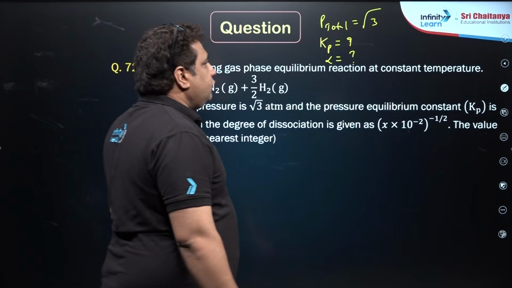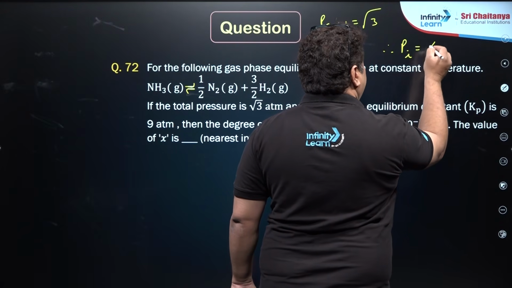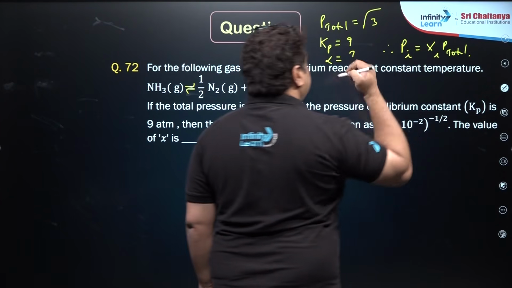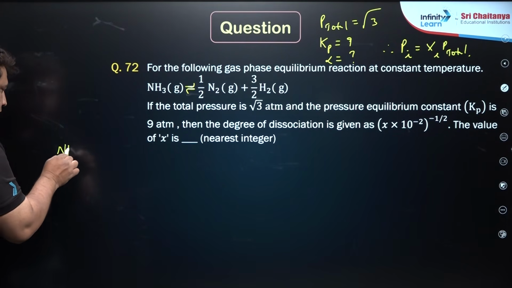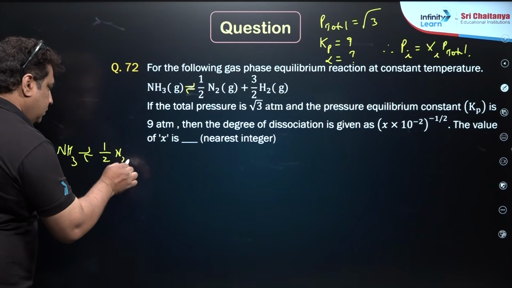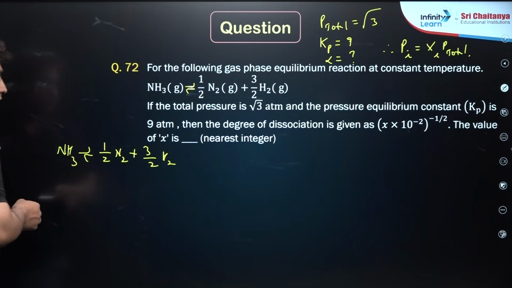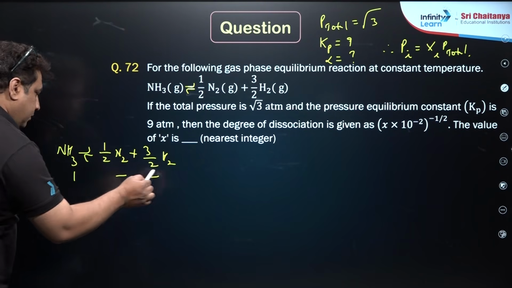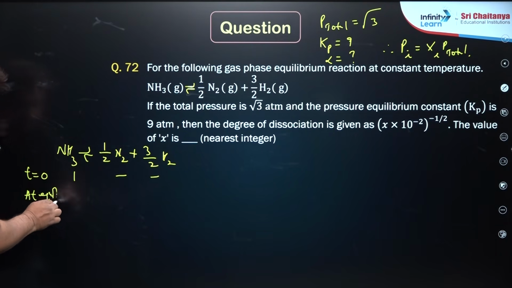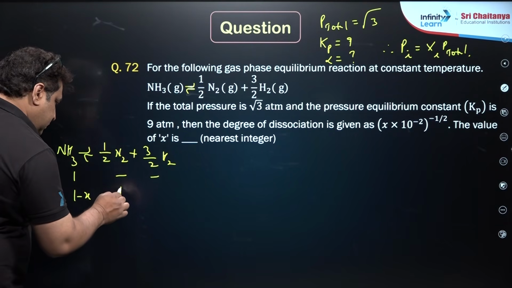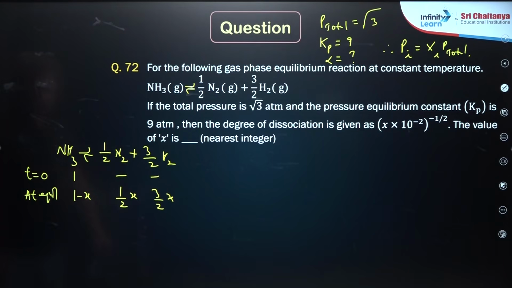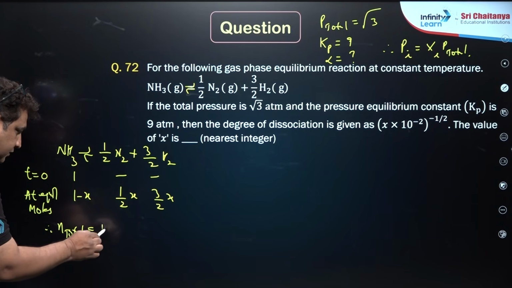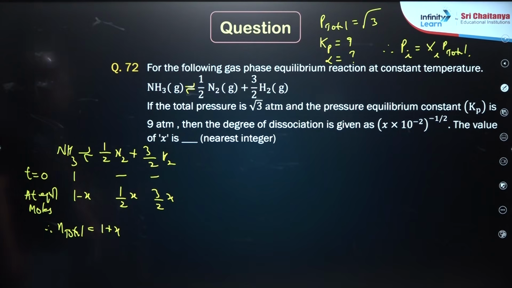Dear students, don't forget that the pressure of any individual gas is equal to its mole fraction into P total, correct? Now from this expression, I will write again. Here ammonia gives half mole of nitrogen plus 3/2 of hydrogen, all in gaseous state. So at time t equals 0, let us say this is 1 mole, and the products are not formed. Then at equilibrium, the moles are 1 minus x, 1/2 x, and 3/2 x, correct? Then the total moles at equilibrium will be 1 plus x. If you add all of this, you will get 1 plus x.